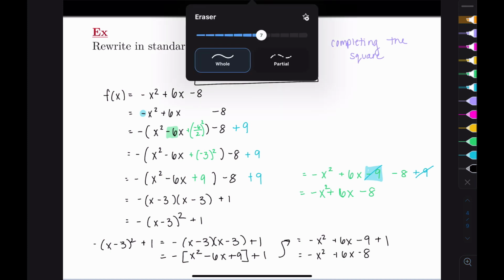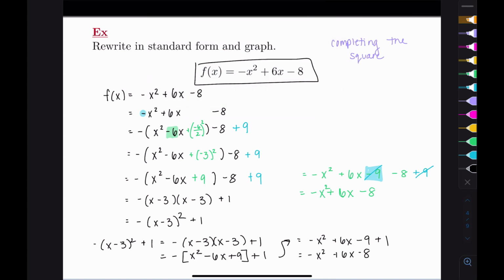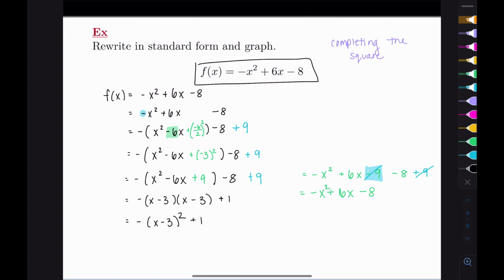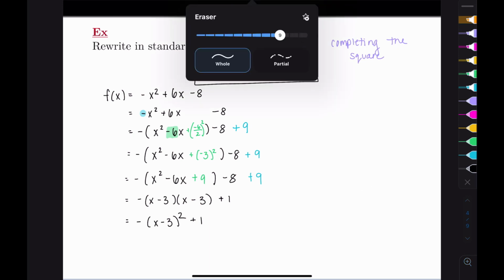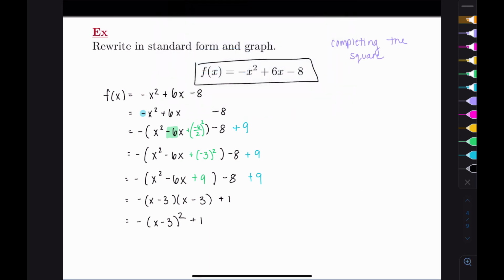So this process of completing the square is quite difficult and quite cumbersome. I know a lot of students really do not like it. So we do have another way that we can go about it. And I will show you that after we finish this problem.